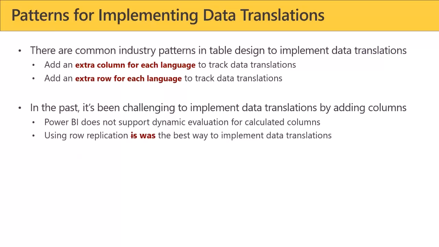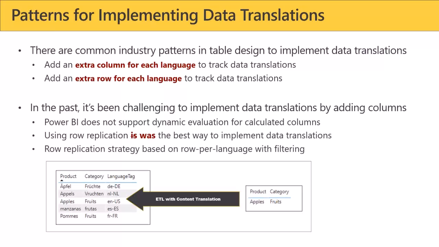So when I did this guidance, back in 2021, I said row replication is the best way to implement data translations. Now I'm going to say row replication was the best way, but now we have better options that we'll talk about. Now, there's this row replication strategy that I used in the first version. And the idea is you add multiple rows, then you can filter on the row, but once I published this, I started thinking, gosh, it's just not that scalable. It's not that efficient. I started getting some feedback from customers to the same effect.